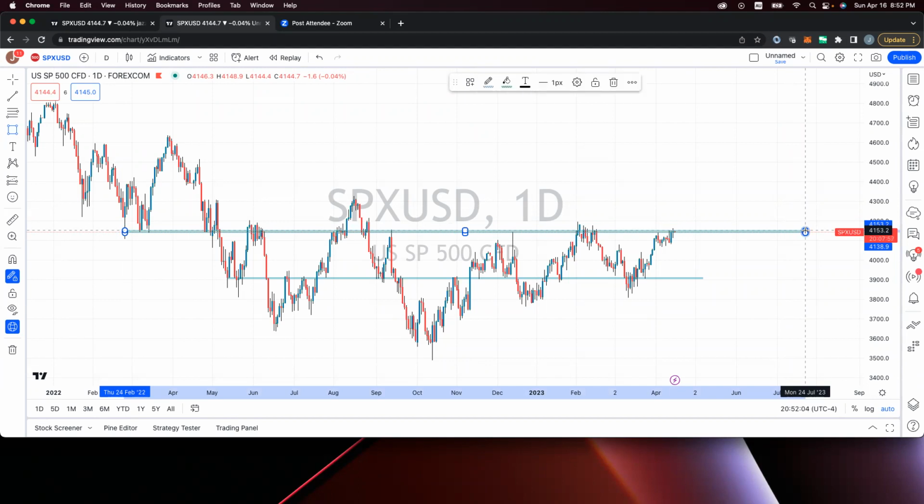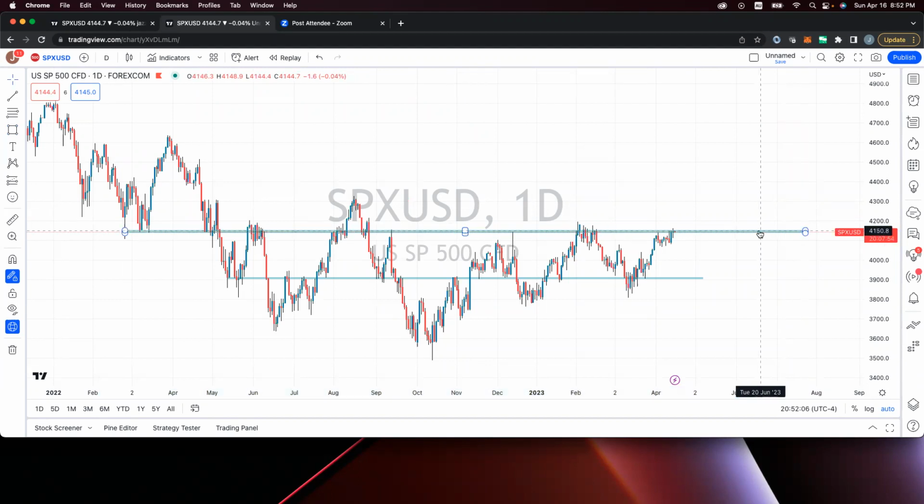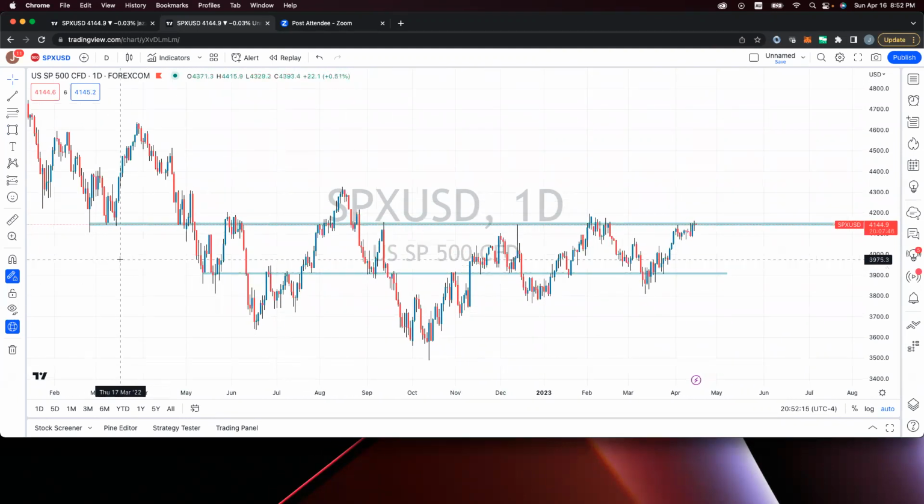Maximum 5 points, Andrew. Maximum. Sometimes on daily, when I draw them, they end up coming like 7, 8 points. Then I'll go on 4 hours and I'll reduce the size of the box because I'll miss the move otherwise, right? So now look at this.